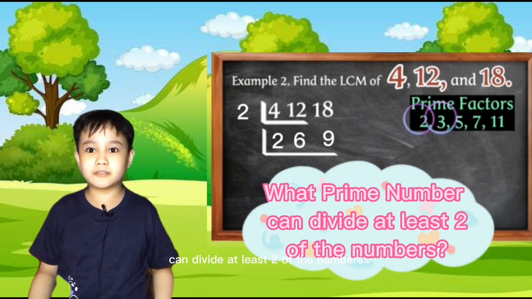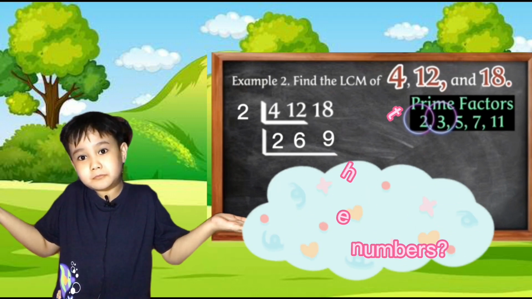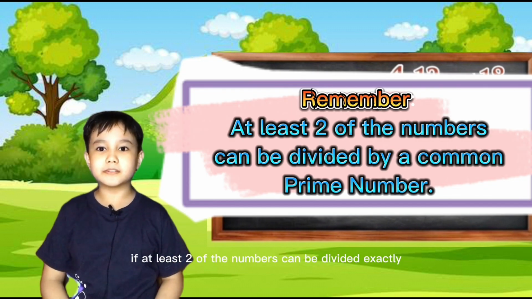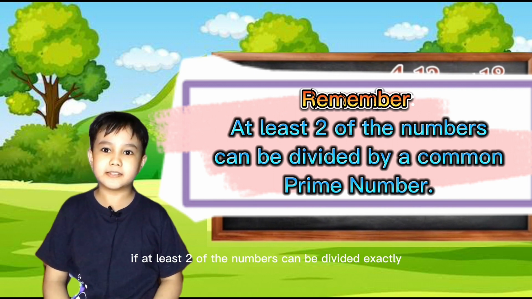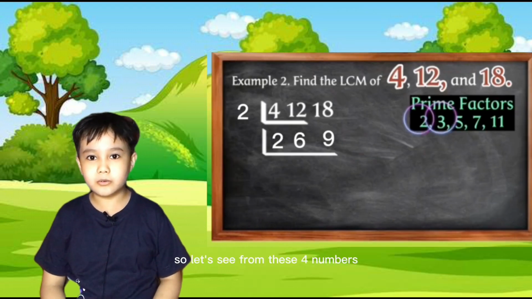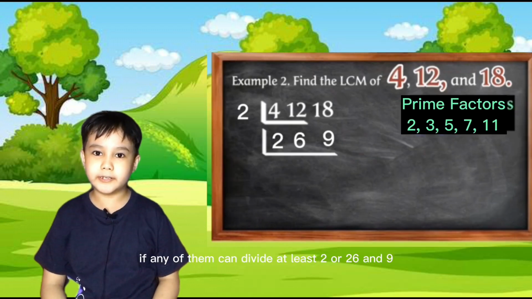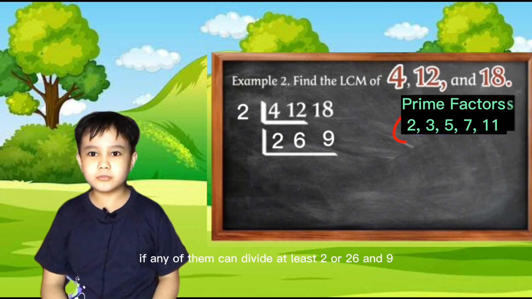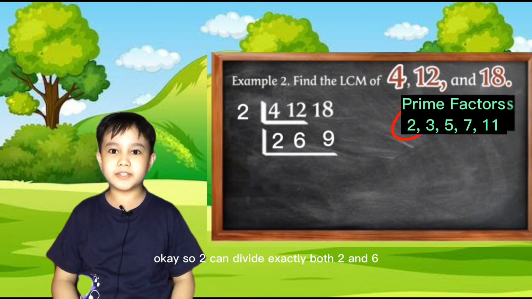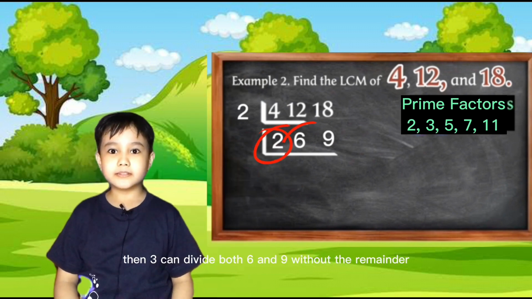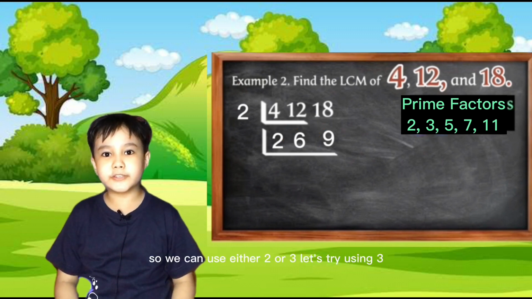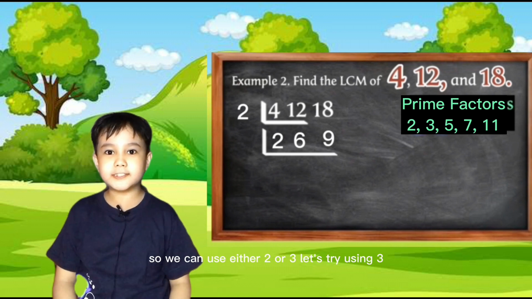Then what prime number can divide at least two of the numbers? Remember again, we can only go on with the process if at least two of the numbers can be divided exactly, or without a remainder, by a common prime number. So, let's see from these prime numbers if any of them can divide at least 2 of 2, 6, and 9. Okay, so 2 can divide exactly both 2 and 6. Then 3 can divide both 6 and 9 without a remainder. So we can use either 2 or 3. Let's try using 3.